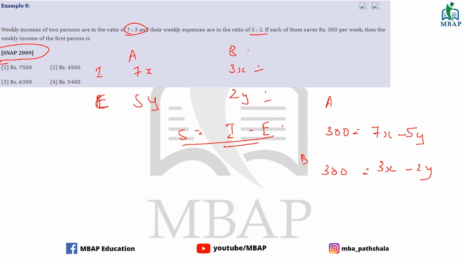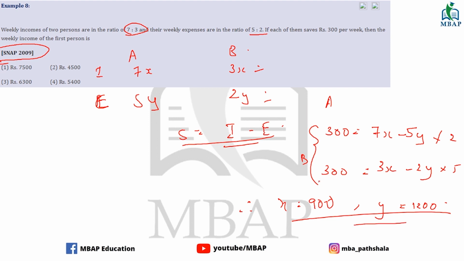So this is essentially a simultaneous equation that you have over here. So let's multiply this equation by 2 and this equation by 5, so that you can discard the 10y, it will become 10y in both of them. So if I solve this simultaneously, I'll get the values: x will come out to be 900 and y, if x is 900, so 7 times 900 is 6300, minus 6000, so y will actually be 1200. By solving this simultaneously, I get the values of x and y as 900 and 1200 respectively.